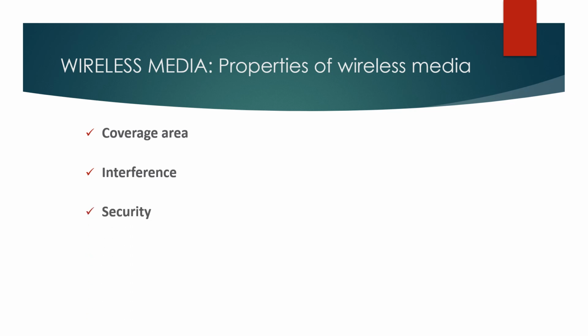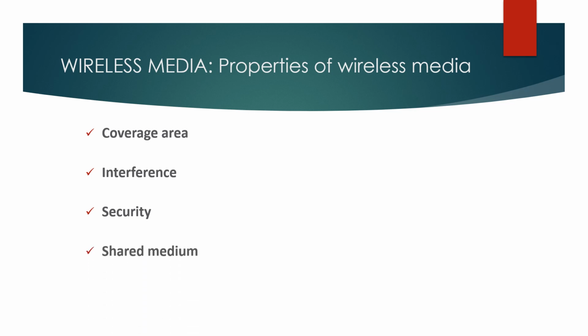The third one is security. Wireless communication coverage requires no access to a physical strand or media. Therefore, devices and users not authorized for access to the network can gain access to the transmission. Network security is a major component of wireless network administration.